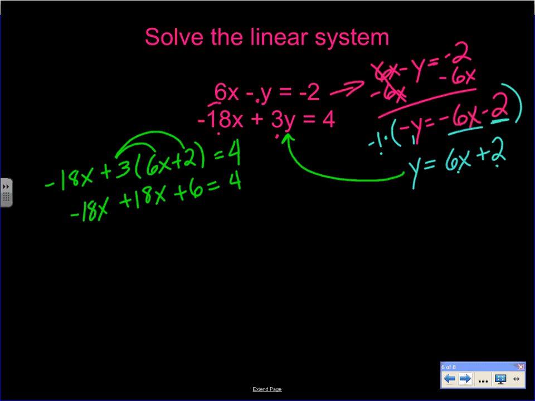And so if we look, negative 18x plus 18x will give us 0x, and 0x is just 0. So 0 plus 6 is 6, so 6 is equal to 4. And so, where'd the x go? Well, the x is canceled out right there. Is that possible? That is very, very possible.